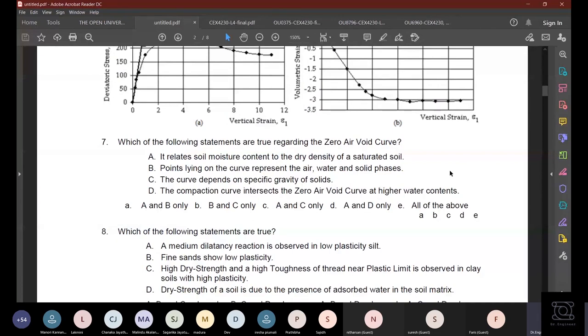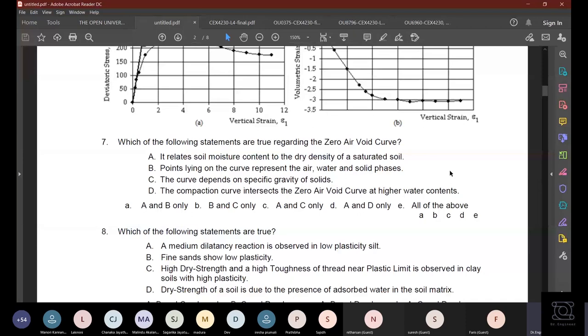There is no soil without air. So points lying on the curve represent air, water and solid. That is wrong. There is no air in that. The curve depends on the specific gravity of soil. Obviously, it depends on the specific gravity. If you see the equation, rho dry is equal to Gs over 1 plus e into rho w. It does depend on the specific gravity.